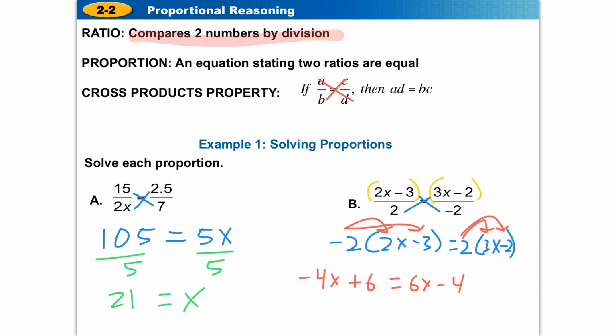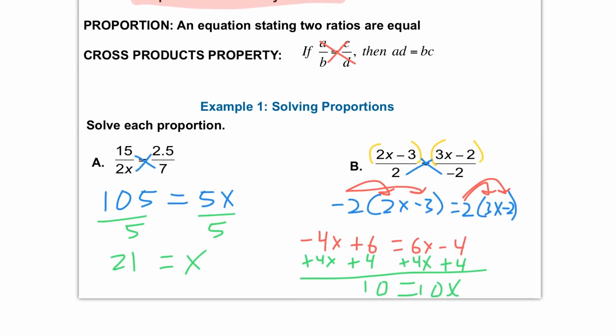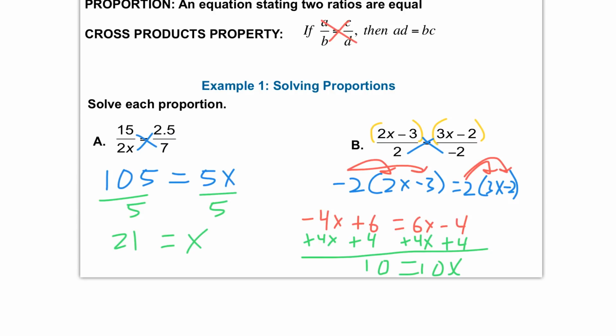First thing I want to do is get the x's together, and I'm always going to move the smaller one first. That way I'm more likely to be dealing with positive numbers. So I'm going to add 4x to both sides, and if I'm bringing the variables to the right, I want to move the numbers to the left. 10 equals 10x, and then our final step is to divide both sides by 10. X equals 1.